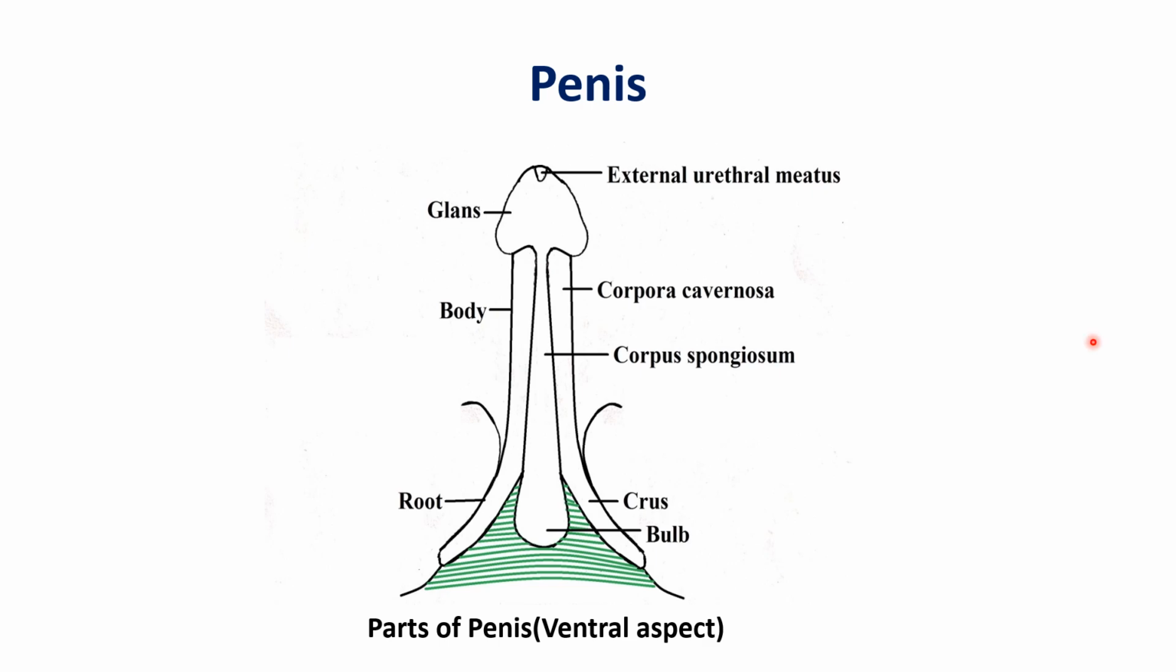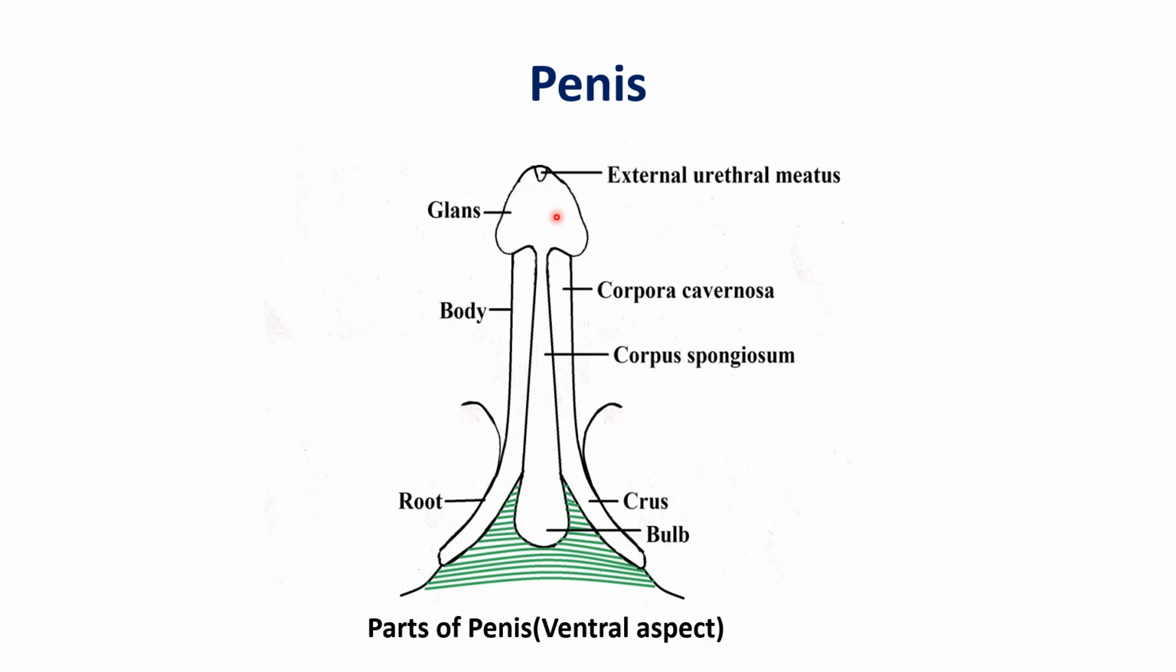It has got a root which comprises two erectile masses called the crus, which are attached to the pubic arch, and a central part which is called the bulb, which rests on the perineal membrane, and this bulb has got the urethra. The bulb continues in the body of penis as the corpus spongiosum, while the crura continue into the body of penis as the corpora cavernosa.